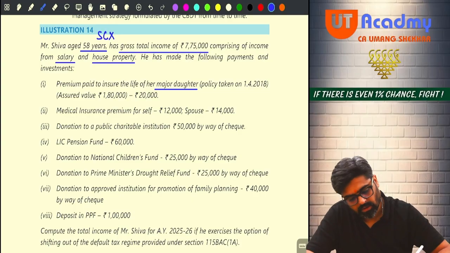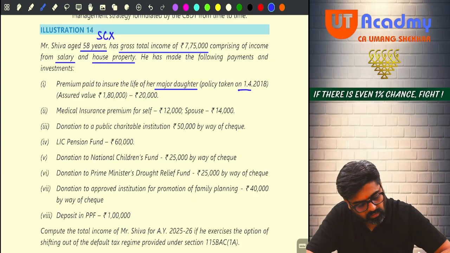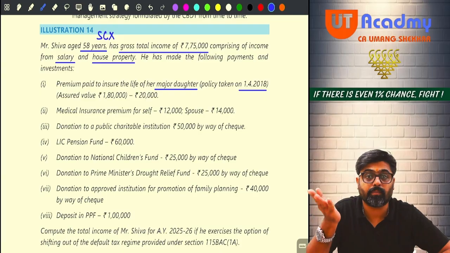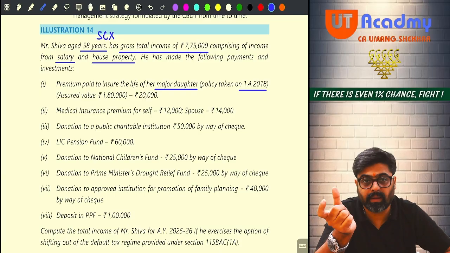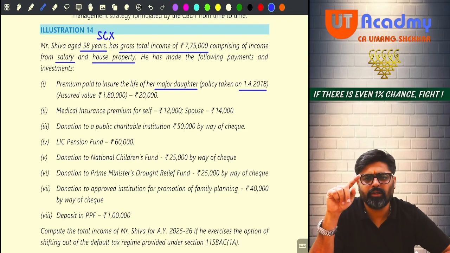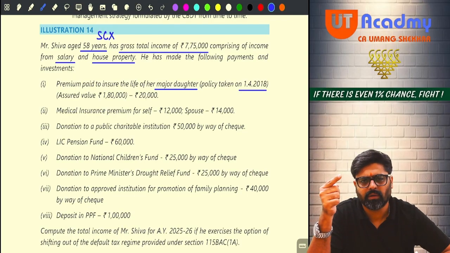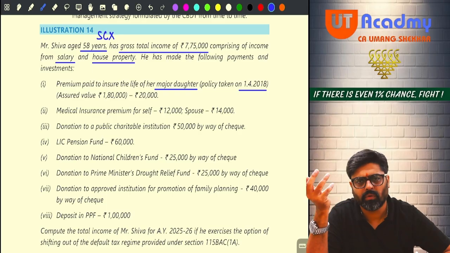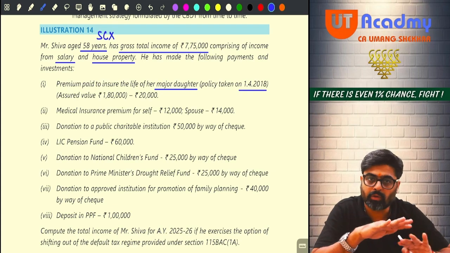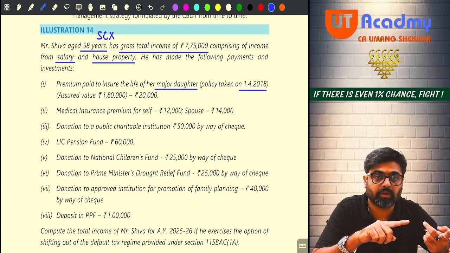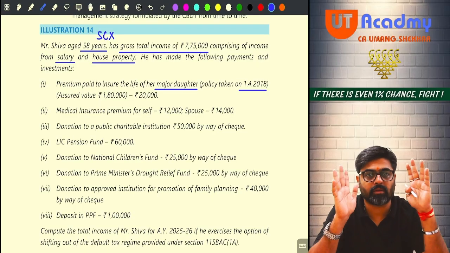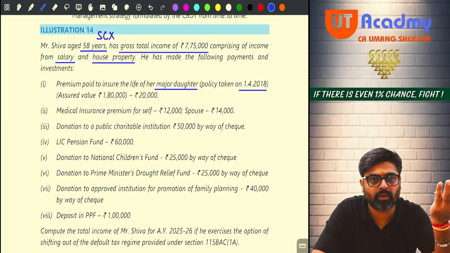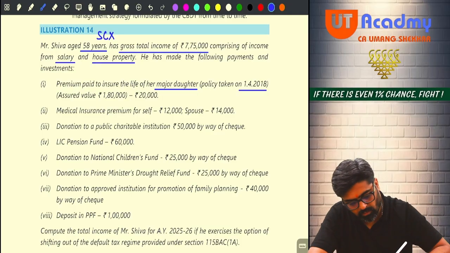Yes or no? Now, the policy was taken on 1st April 2018. Meaning that the policy is taken on or after 1st April 2012 for the major daughter. Is the major daughter handicapped? No. So for any policy for a person who is not handicapped, the premium should be maximum 10% of capital sum assured if the policy is taken on or after 1st April 2012. Yes or no? So how much should be the premium?